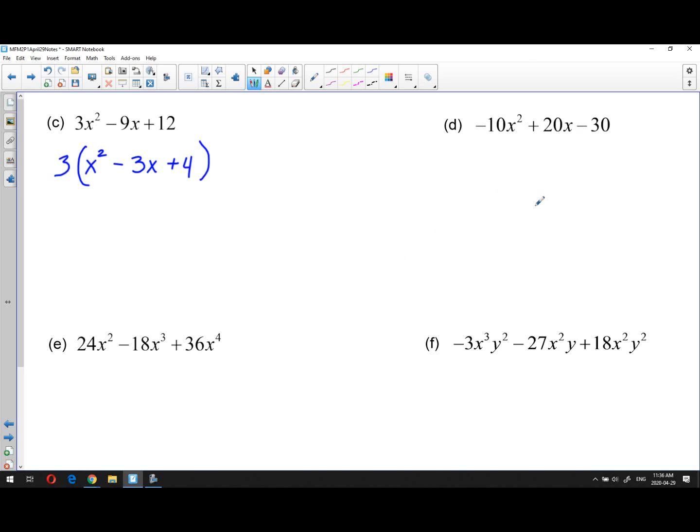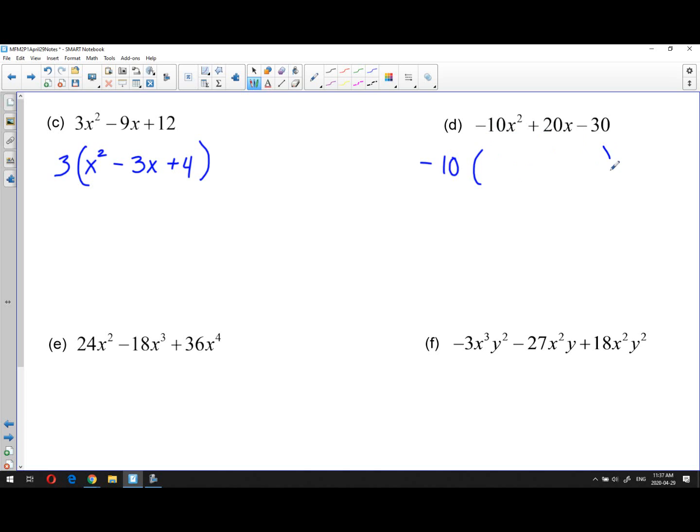Okay, a similar one here, D. The only difference with this one is our first term is negative. But if you'll notice again, x is not common to all three terms. Here we have two x's. Here we have only one, but here we have none. So the greatest common factor here, the number that divides evenly into 10, 20, and 30 would be 10. But because the first term is negative, we're going to make our common factor negative 10.